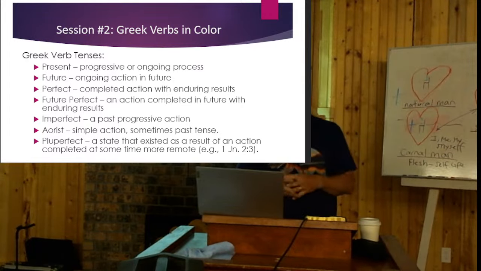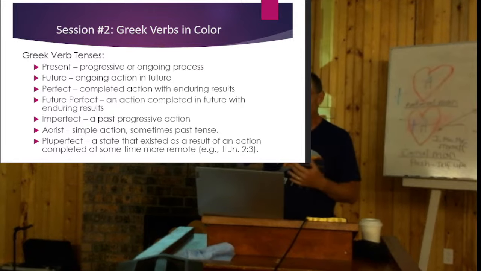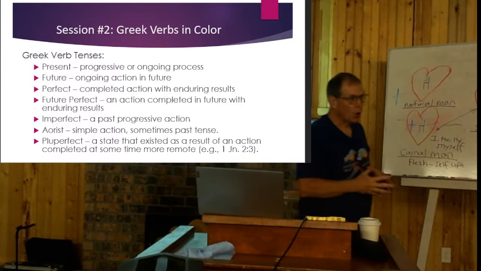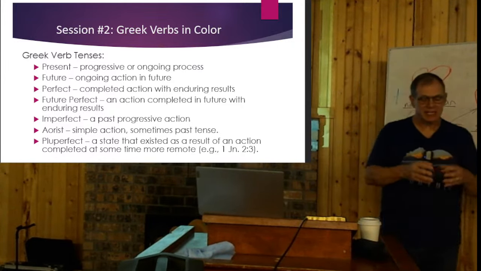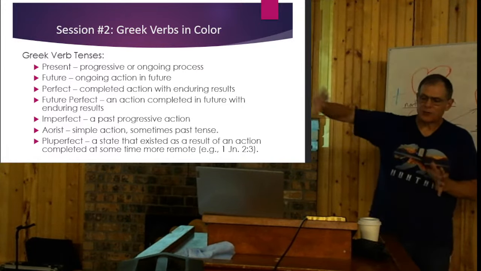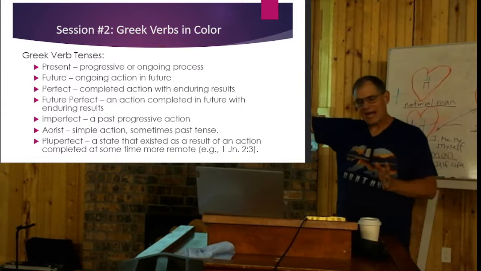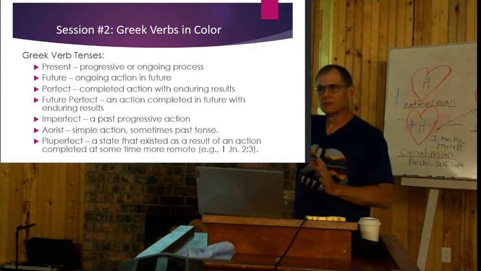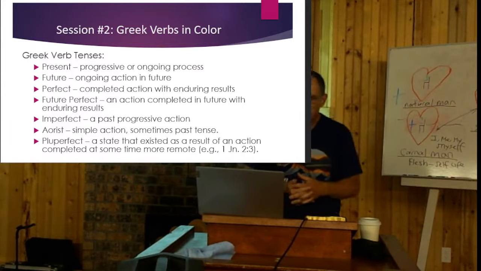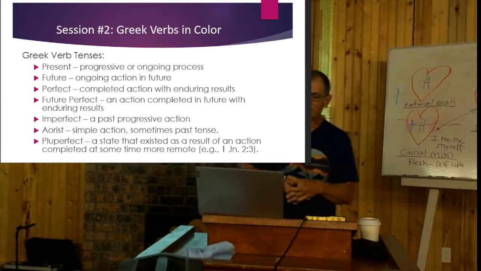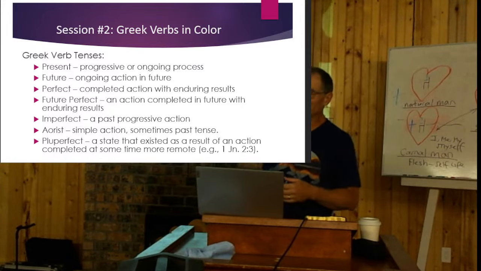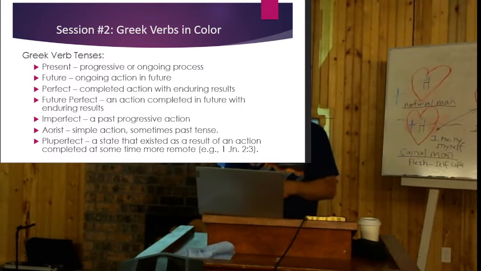Future tense is an ongoing action in the future, and that's kind of the way that we use it in English also. But then you have a perfect tense verb, and that means that the action is completed and it has an enduring, lasting effect. Okay, it goes on and on and on. We don't have that in English. Then we have a future perfect tense, action completed in the future with enduring results.